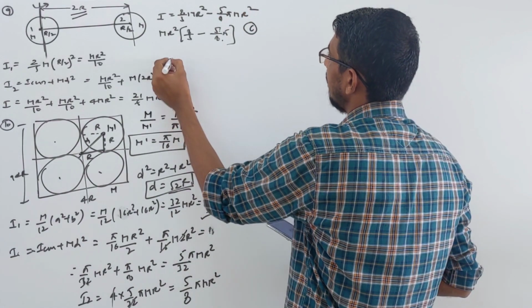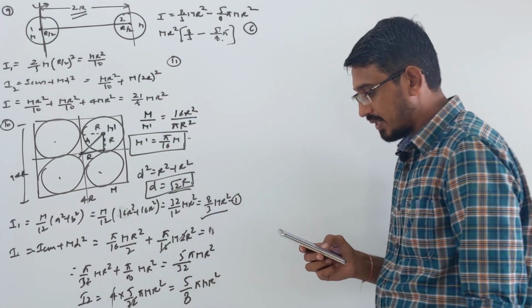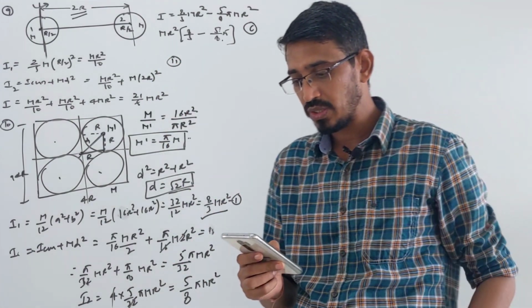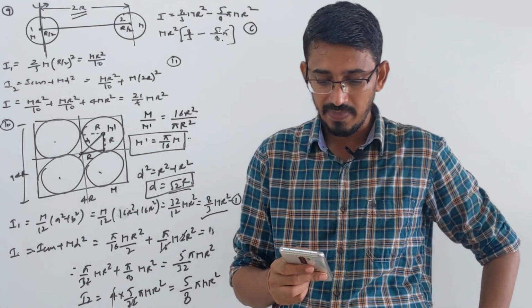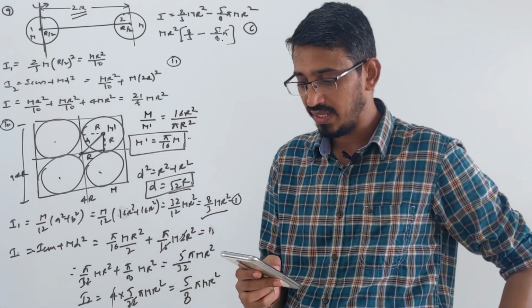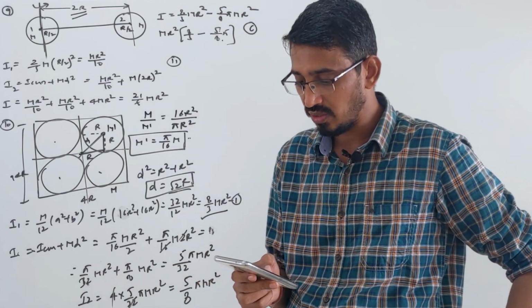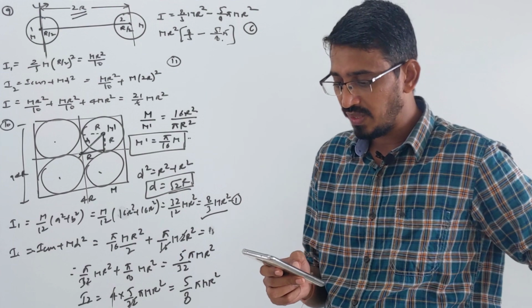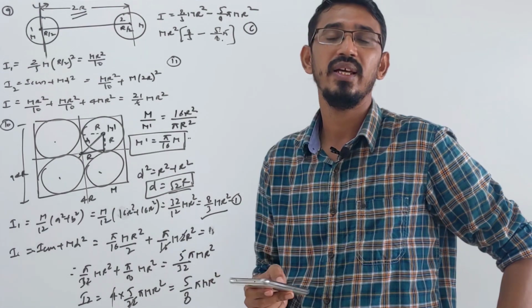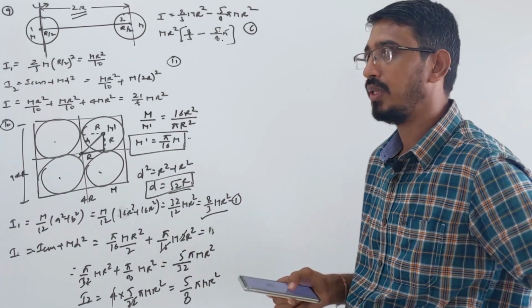Moving on to question number 11. It says a uniform cube of side A and mass m rests on a rough horizontal surface. A horizontal force F is applied normal to one face at a point directly above the center of the face at a height of 3a by 4 above the base. The minimum value of F required to tilt about the edge is what? So it's a toppling of the body problem.